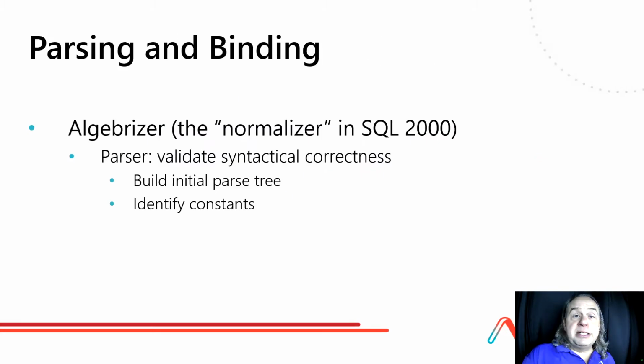The first thing that happens is that the query gets parsed. And that starts with a process known as algebrization. It's also in older versions of SQL Server known as the normalizer. Basically, the purpose of the parsing and the algebrization is to validate that the query is syntactically correct, and to take that structure and put it into an initial query tree that we sometimes call the parse tree.